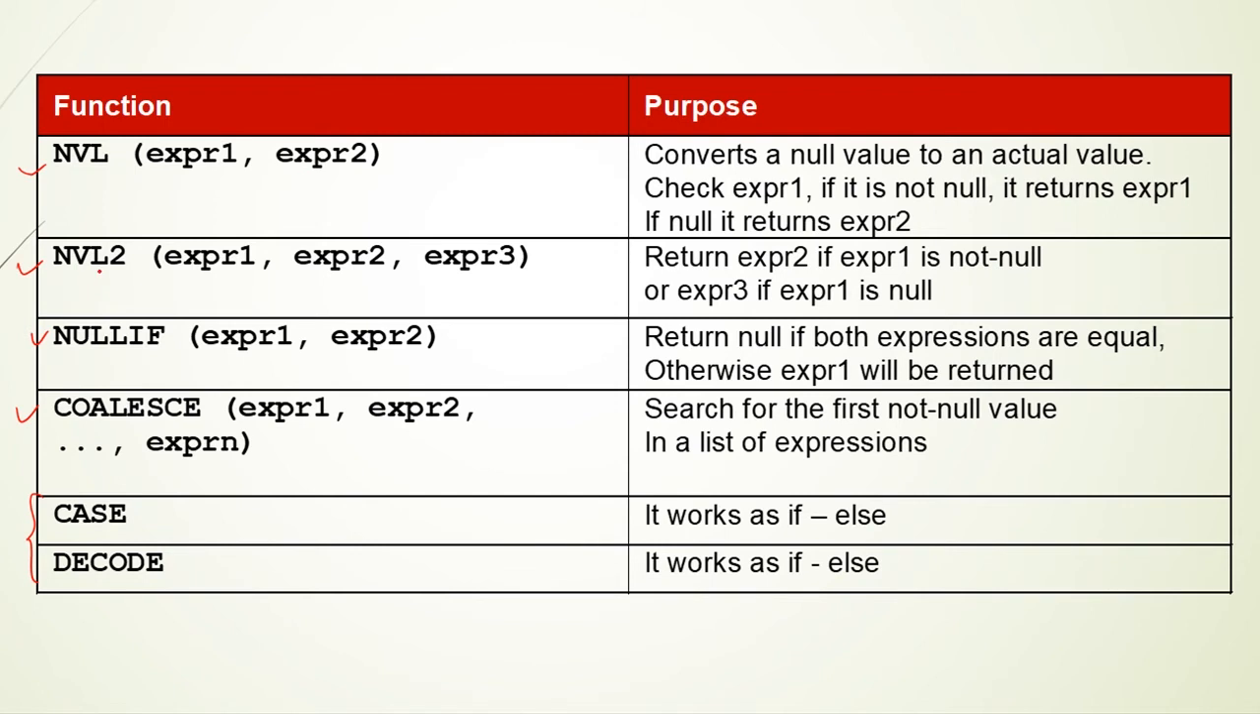NVL2, or no value 2, accepts three arguments, as we can see. It checks expression 1. If expression 1 is not null, expression 2 will be returned. If expression 1 is null, expression 3 will be returned.